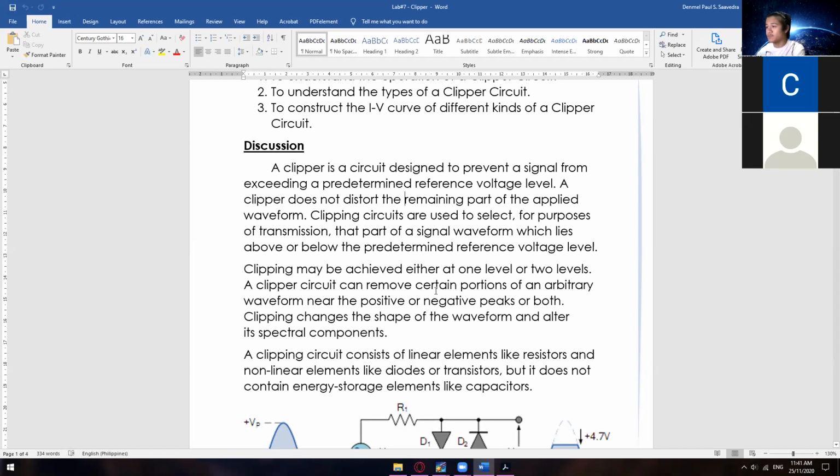A clipper circuit can remove certain portions of an arbitrary waveform near the positive or negative peaks or both. If it clips the positive side, we call that a positive clipper. If it clips the negative side, we call that a negative clipper. And if it clips both sides, positive and negative, we call that a dual or combination clipper. A clipping circuit consists of linear elements like resistors and nonlinear elements like diodes or transistors, but it does not contain energy storage elements like capacitors.